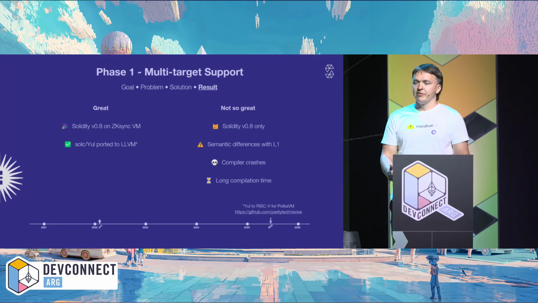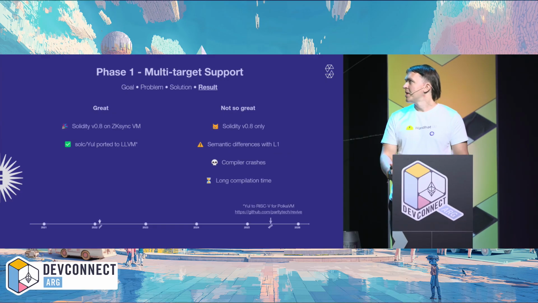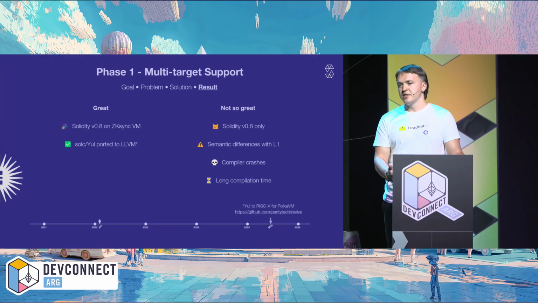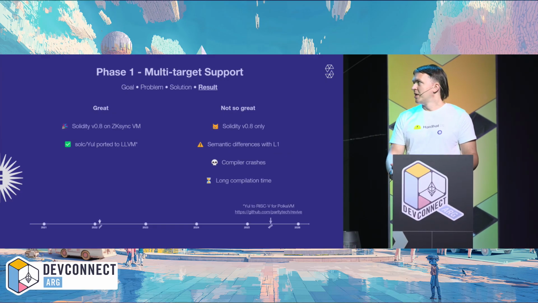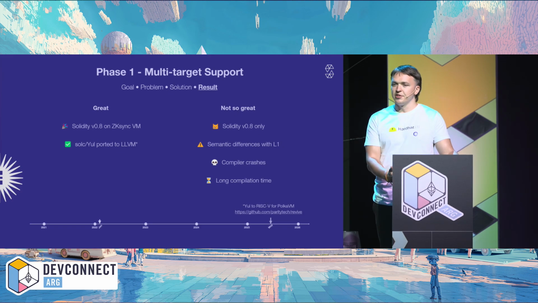Some aspects of the developer experience were not great. For instance, YUL was only available in Solidity 0.8, and it had semantic differences with L1 because solc is using the EVM assembly codegen by default, so all our contracts had a couple of differences with the contracts on L1. It also suffered from compiler crashes and long compilation times.